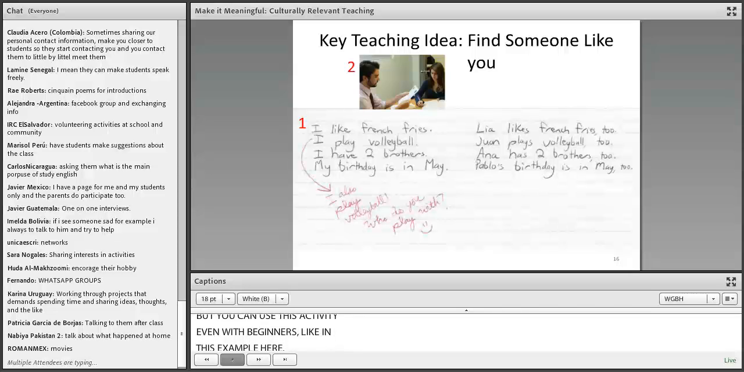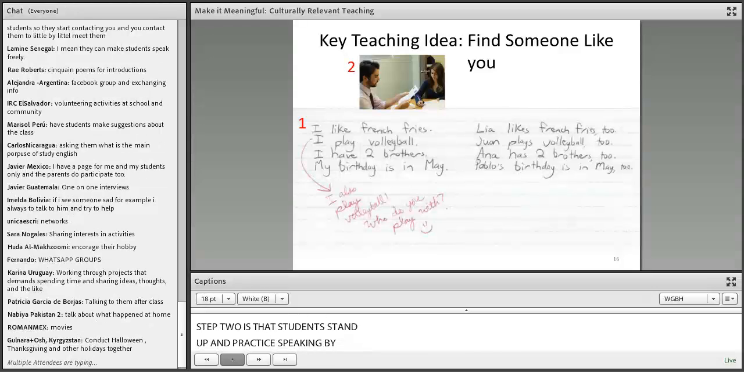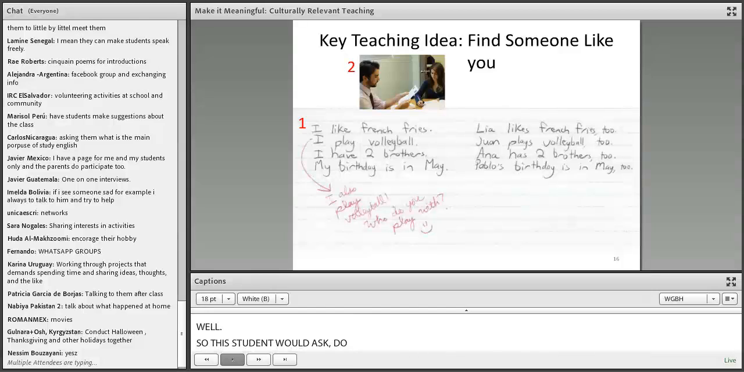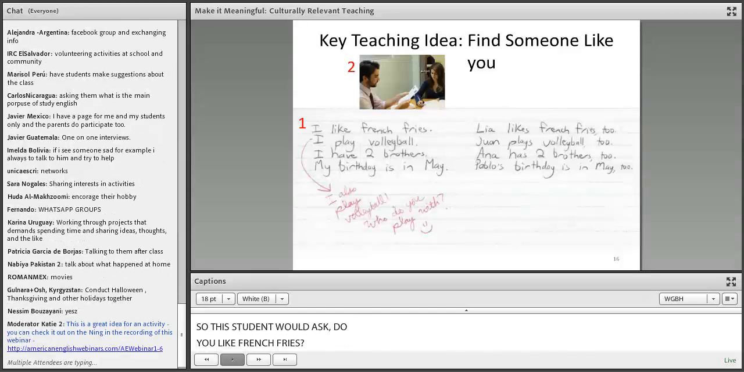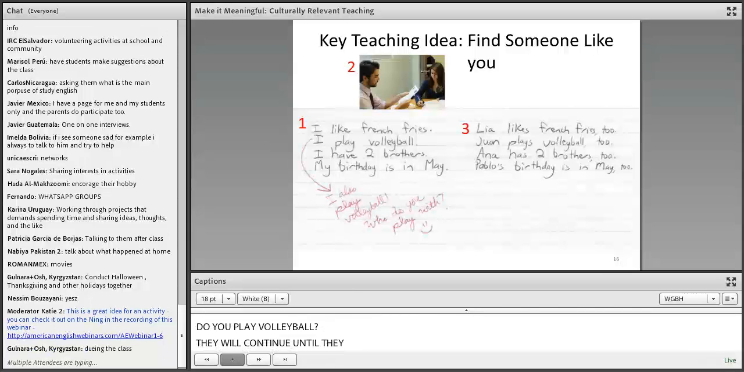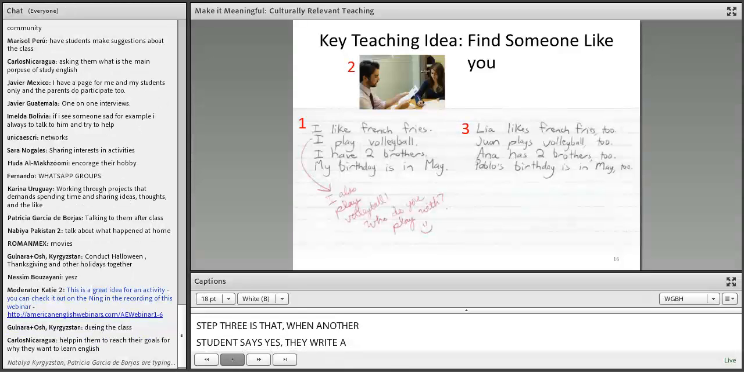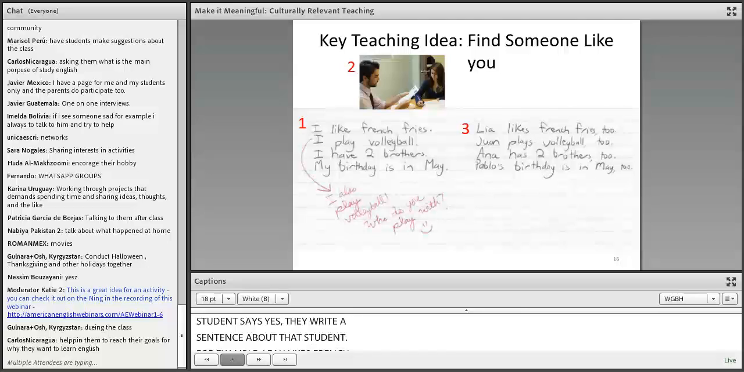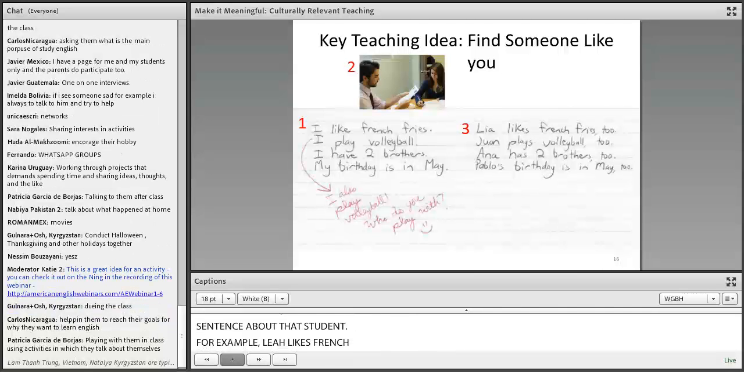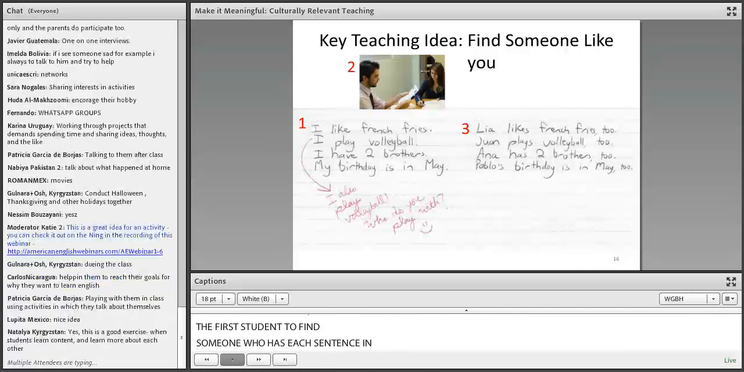Step 2 is that students stand up and practice speaking by asking other students if their sentences are true for them as well. So this student would ask, do you like French fries? Do you play volleyball? They'll continue until they find someone who says yes. Step 3 is that when another student says yes, they write a sentence about that student. For example, Leah likes French fries too. Juan plays volleyball too. The first student to find someone who has each sentence in common with them is the winner of the game. And that's the end of the activity in class.